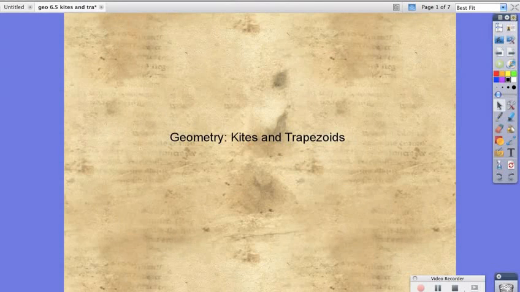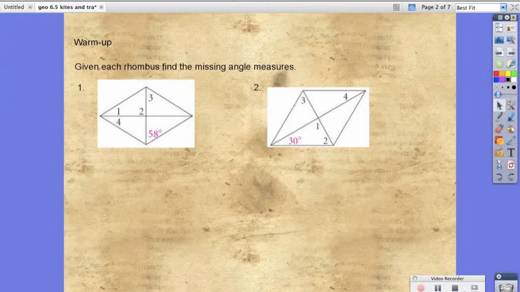Hello students, today in your geometry class we're going to be working on kites and trapezoids. So to start, let's try working on practice problems 1 and 2. This would be a good time for you to pause your screen and try to solve these problems. Hopefully you've paused the screen and we're now just checking answers.